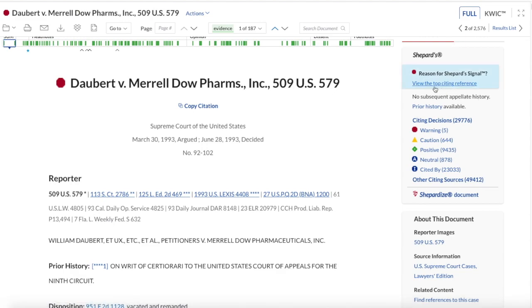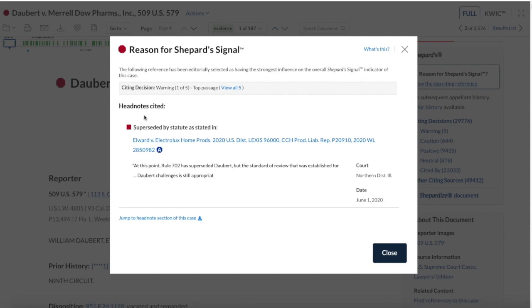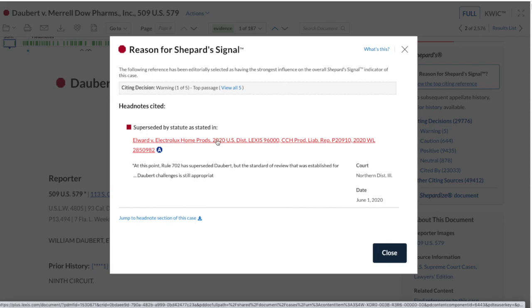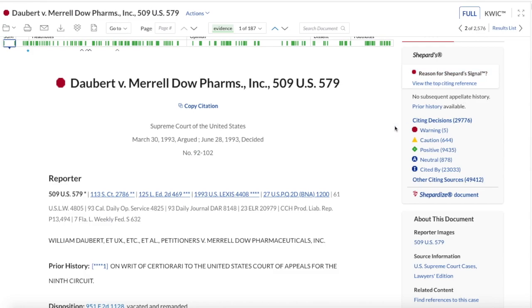The other thing about Shepard's, you can view the top citing reference and why Shepard's has given a signal of a red stop sign for this case. So if I click on that, I'm going to find that it was superseded by statute in Elward v. Electrolux, and that is the main reason this was given a red stop sign.